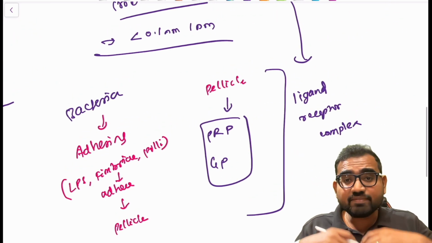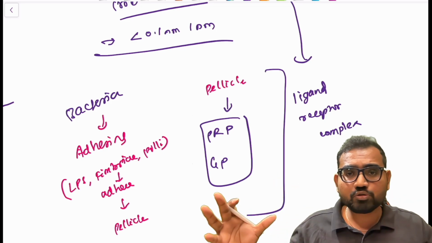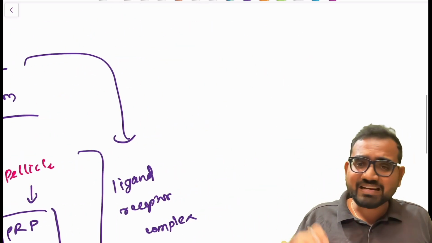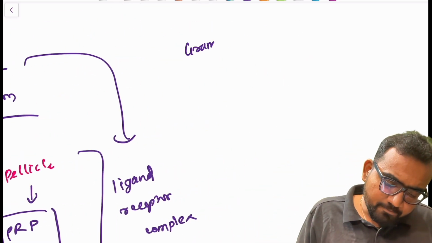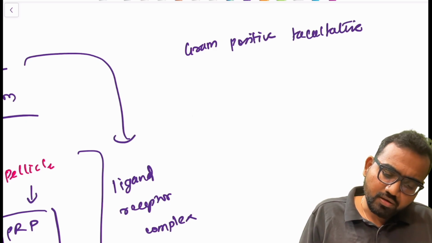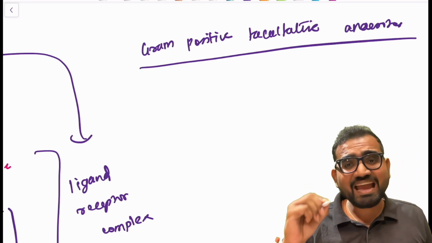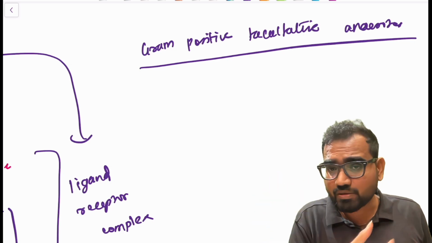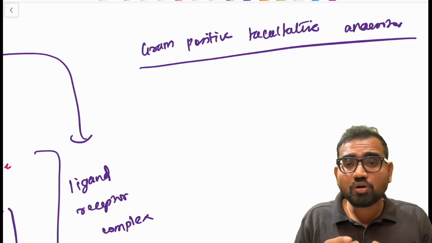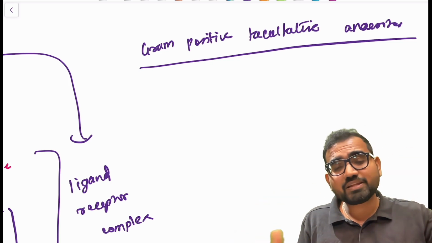So once this irreversible reaction takes place, what happens? The bacteria attach firmly to the pellicle and start to divide. The bacteria predominantly present at this stage will be gram positive facultative anaerobes. What do you mean by this? They are gram positive, so they have a thick peptidoglycan cell wall, and they are facultative anaerobes, that is, they can grow in the presence or absence of oxygen.